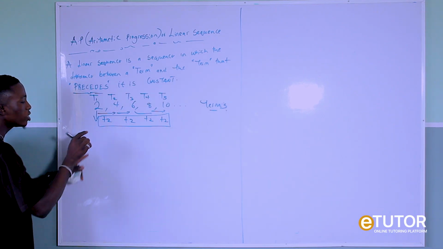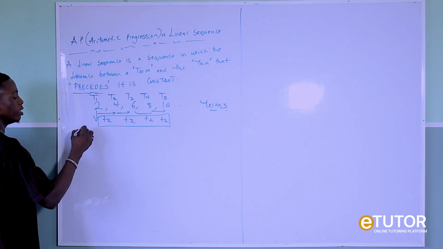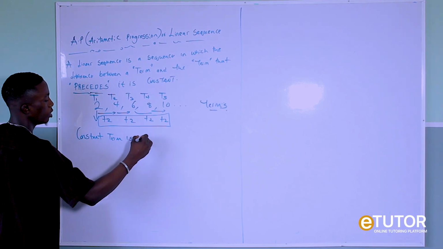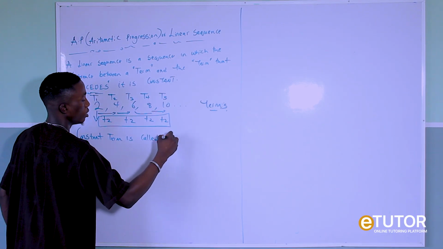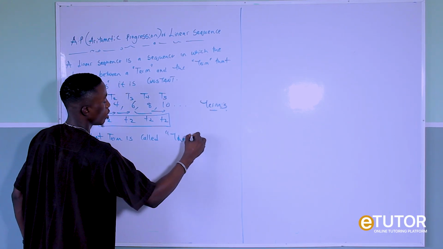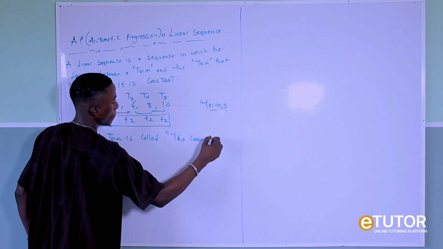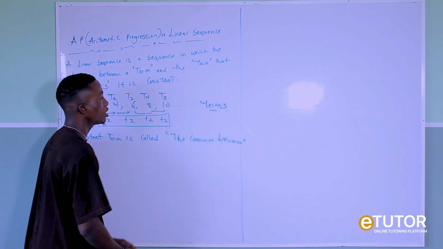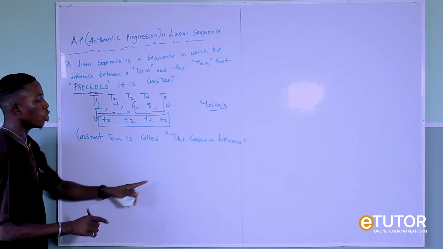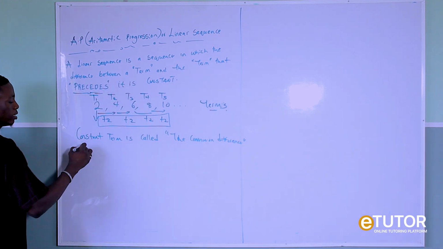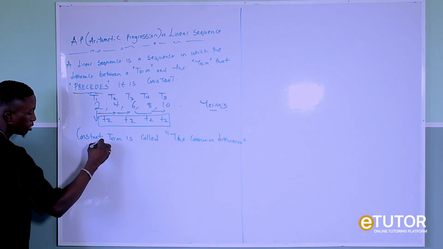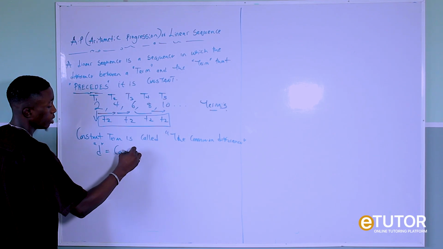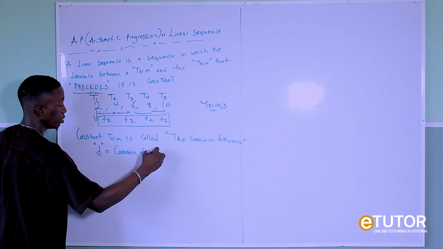So this 2, the constant term, has a name. The constant term is called the common difference. The constant term, which is the 2 here, is called the common difference, and it is denoted as small letter d. This d denotes common difference.